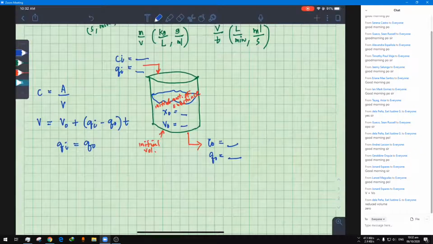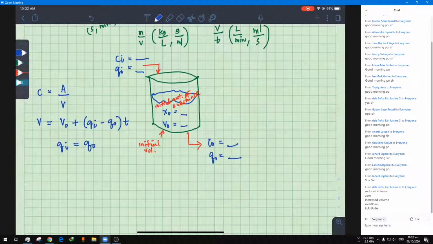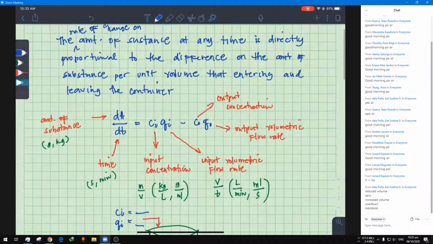Mawawala lahat yon. However, what would happen if the input flow rate is greater than that of the output flow rate? So there is an increase in the volume. At time infinity, what would happen to the liquid inside the container? Very good. So Earl, it will overflow. Kasi nga, yung capacity ng container natin is finite. Once it reaches the capacity of the container, overflow will occur. Okay, so those are the idea, or the principle, behind mixture problems.